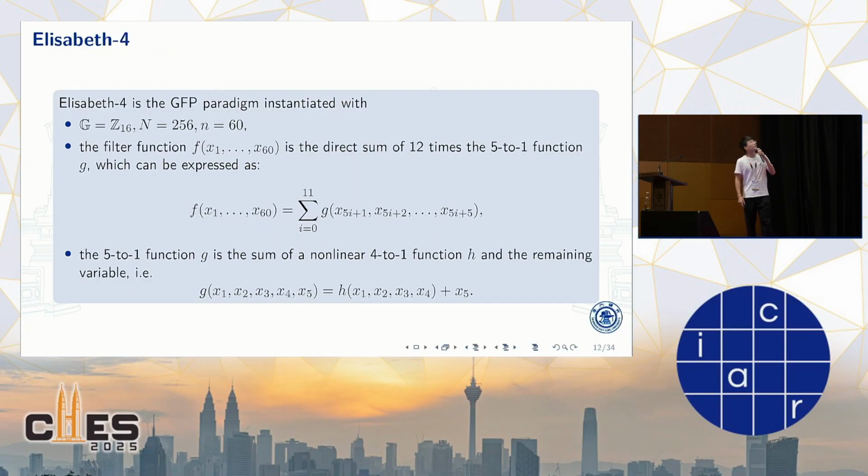Elizabeth 4 is the GFP cipher instantiated with the group C16, and the length of the key register is 2056. At each iteration, it will select 60 elements from the key register. The filter function of Elizabeth 4 is the direct sum of 12 copies of the 5-to-1 function G, and we call the function G the inner function. The inner function G is also a sum of a nonlinear 4-to-1 function H and the remaining variable.